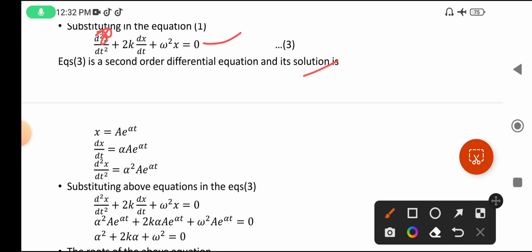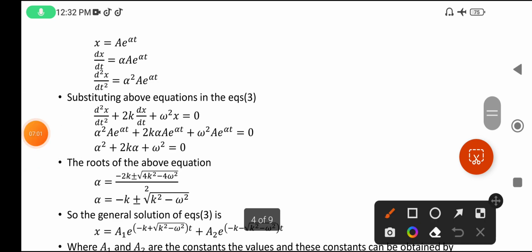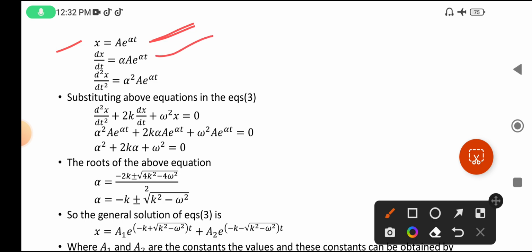Such differential equations we have seen in the first year, first sem. So there you know how to calculate its solution. We have to assume the solution as x equals either exponential or in terms of sine or cos. So here exponential terms are taken. x equals a e power alpha t. Differentiate one time, you get this one. Differentiate twice, again alpha comes down, and the earlier alpha becomes alpha square.